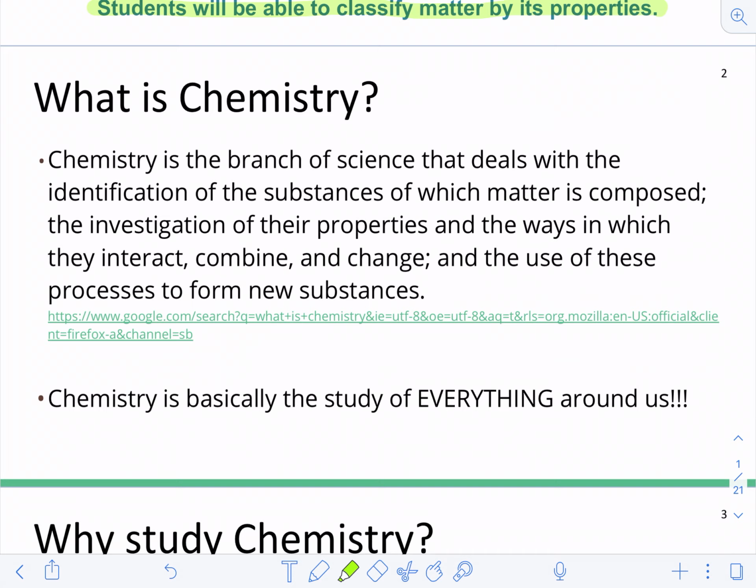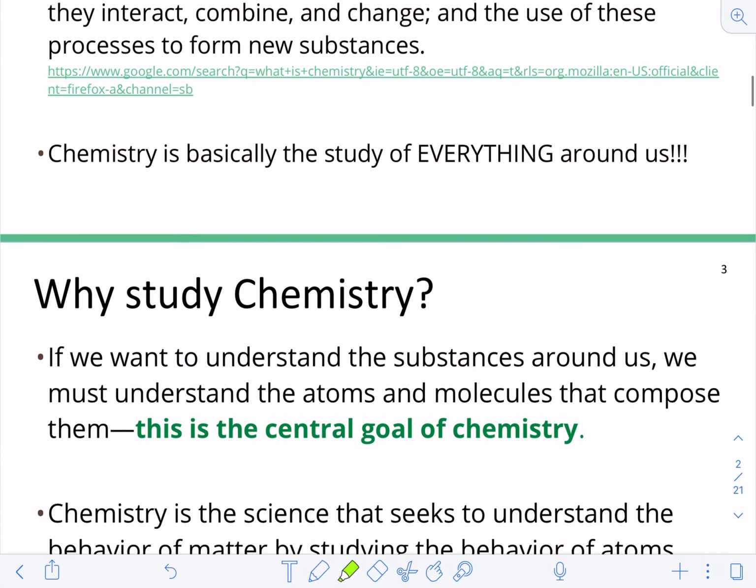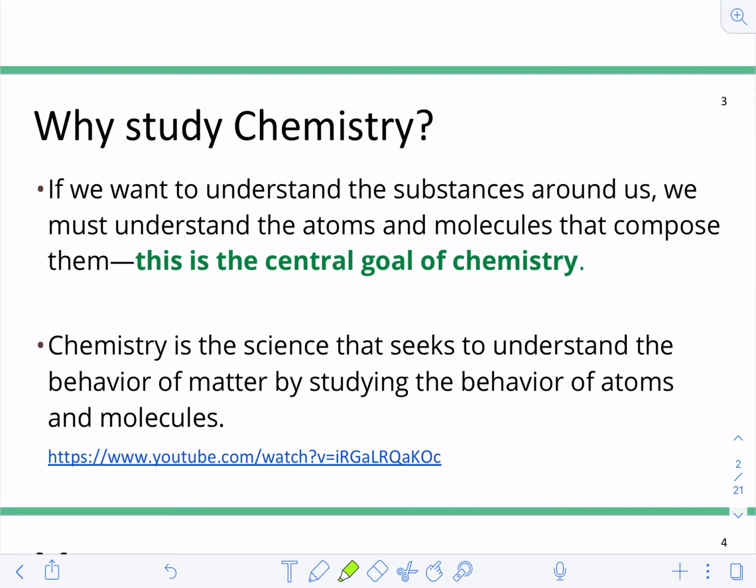and then we can use that to predict how unknown substances can behave. Chemistry is basically the study of everything around us, because everything that we know is composed of matter. Again, if we want to understand the substances around us, we need to understand the atoms and the molecules that compose those substances. That is the central goal of chemistry: to study the world around us, the behavior of atoms and molecules, to learn more about the behavior of matter.